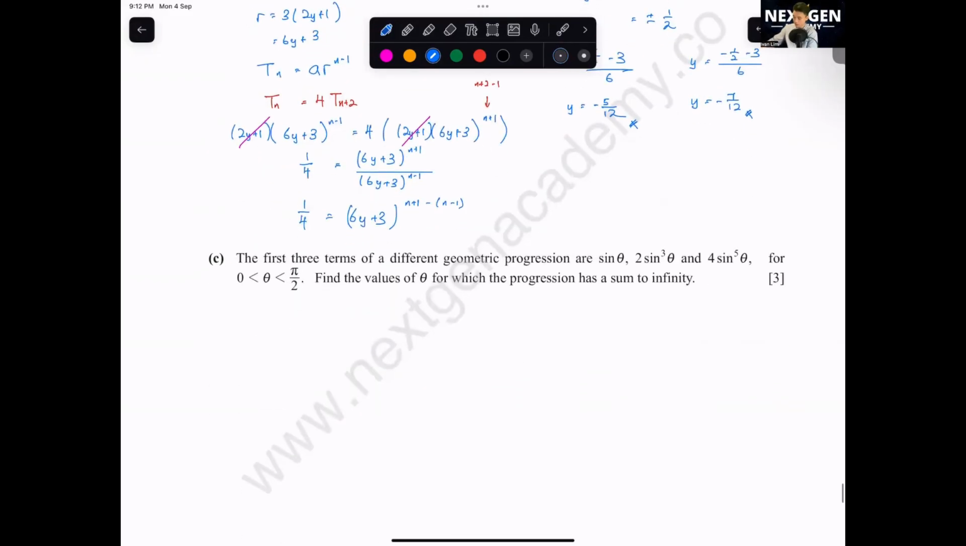Okay, last one. The first three terms of a different geometric progression are this: sine theta, 2 sine cube theta, and 4 sine 5 theta for 0 to pi over 2. Find the values of theta for which the progression has sum to infinity.